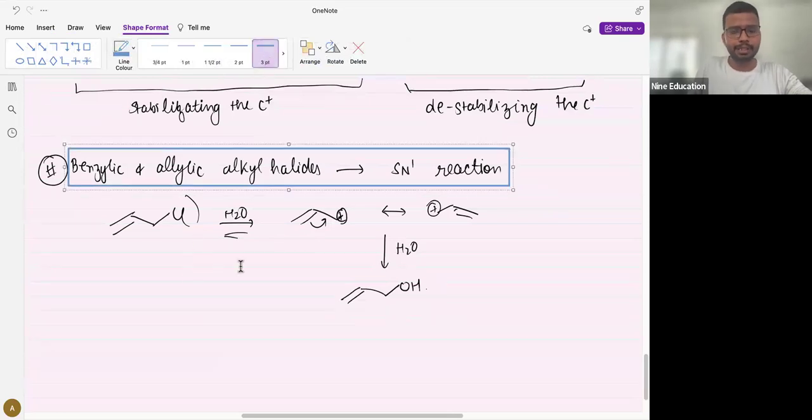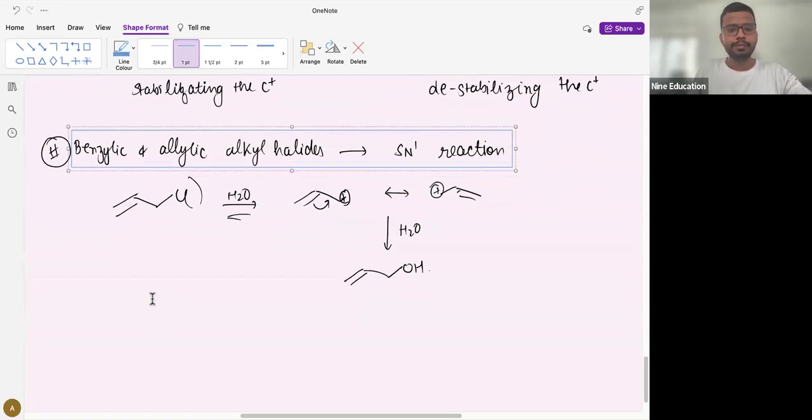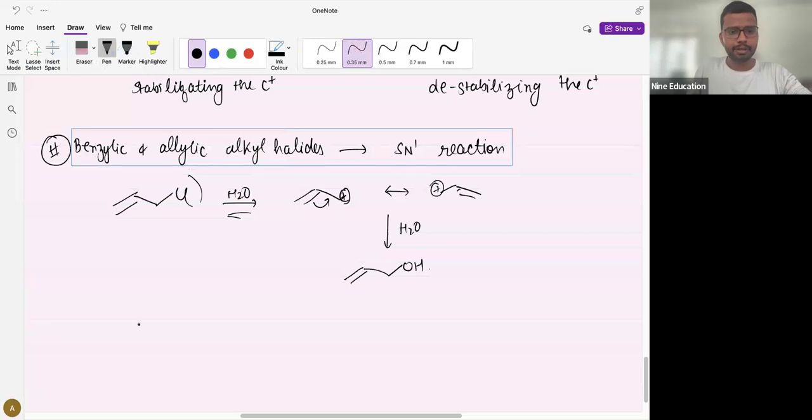Because उनके पास एक stabilizing factor है. Because they have one stabilizing factor, which is resonance. Similarly, one more example if I draw here. This one, check. This is benzylic.